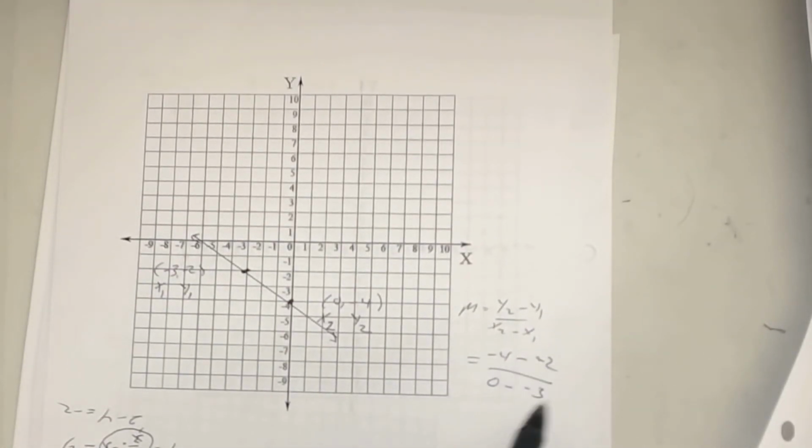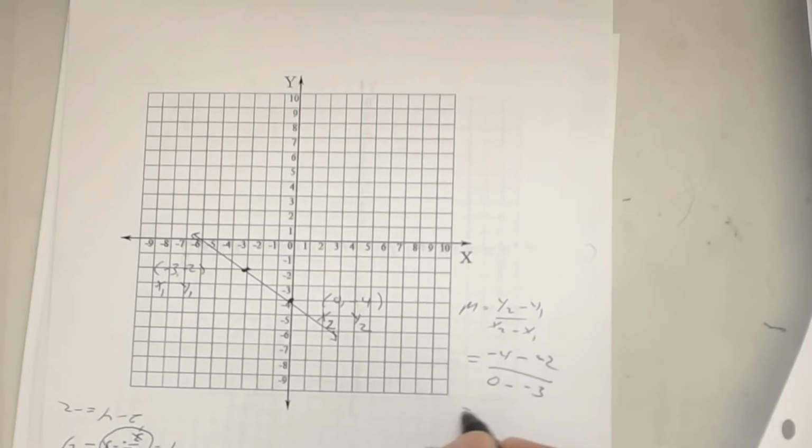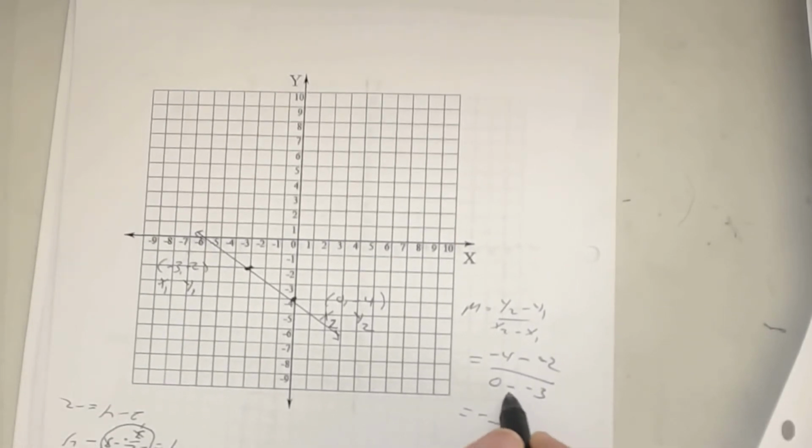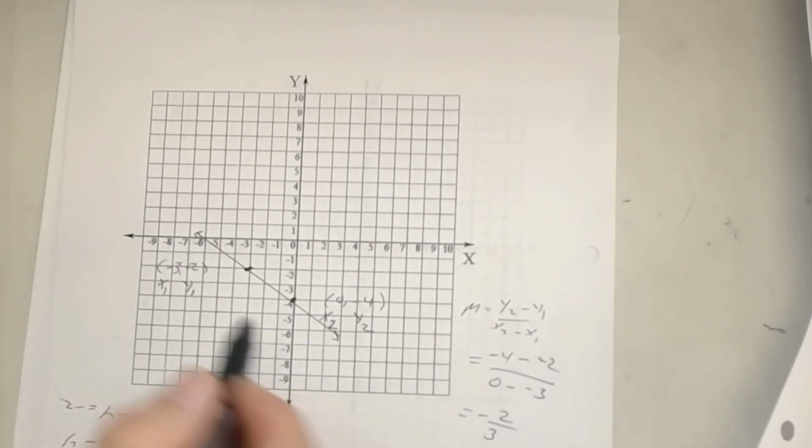Negative 4 subtract negative 2 is what? Use your calculator. Negative 4 minus a negative 2, so it's negative 4 plus 2, which is a negative 2. 0 subtract negative 3 is 0 plus 3, which is 3. And you notice you get negative 2/3.